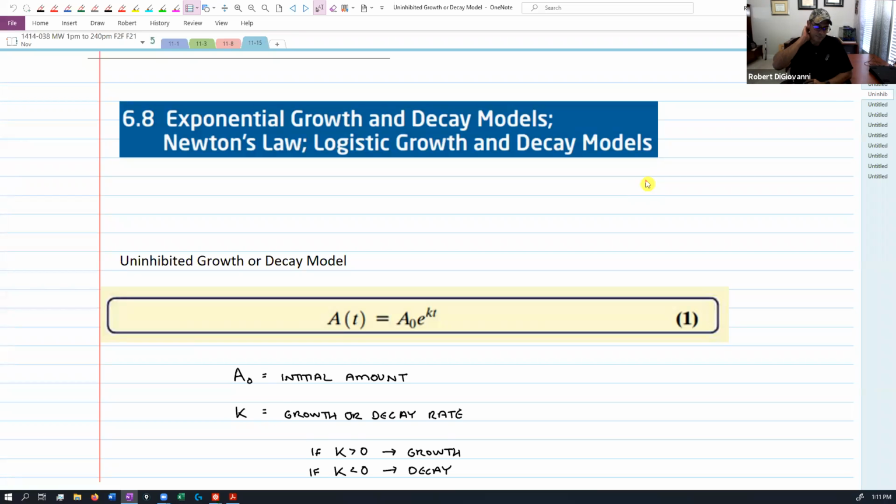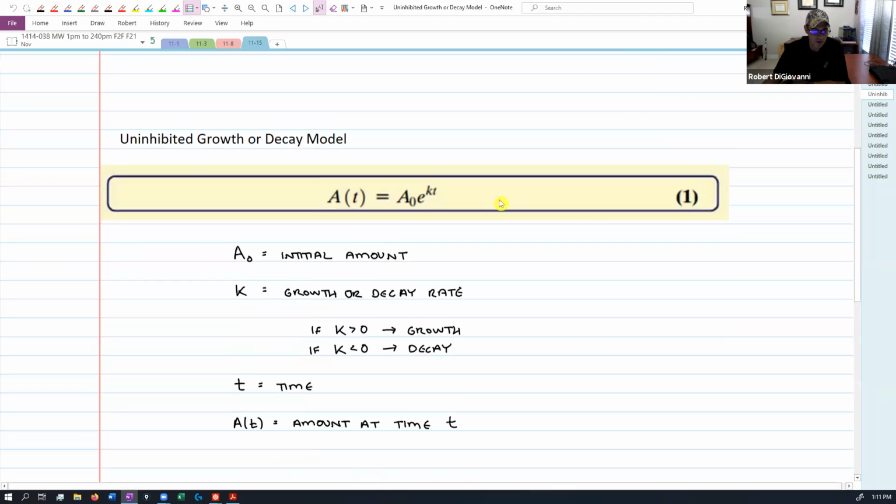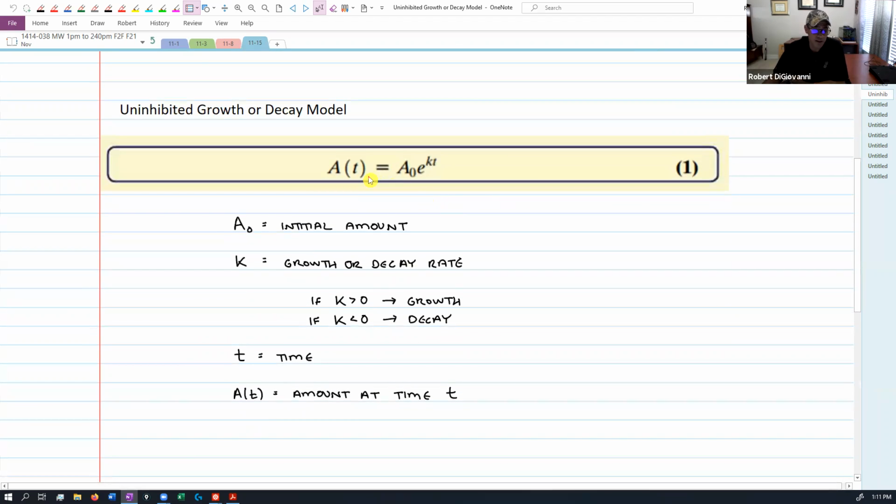The first thing we're going to talk about is what's called the uninhibited growth or decay model. This is a formula, a function: A(t) = A₀ e^(kt). A₀ is a subscripted 0; we say A naught, times e to the kt. Notice that e in there is the very special number e that we talked about. This is a formula that models what we call uninhibited growth or decay.